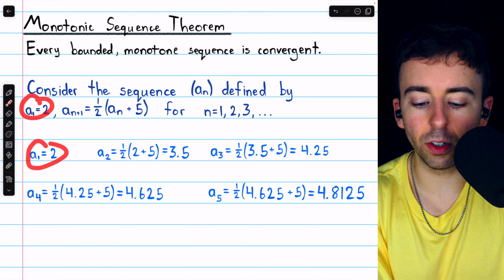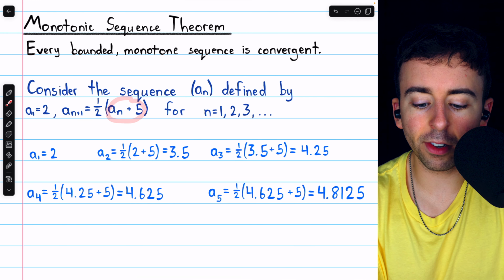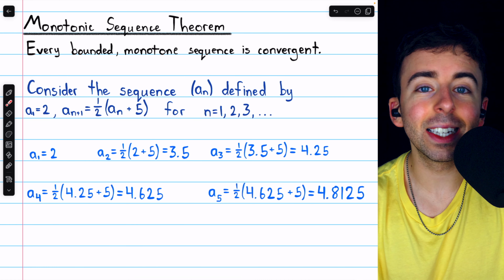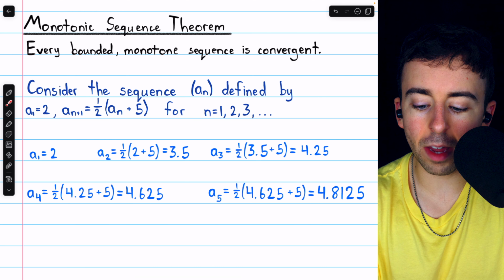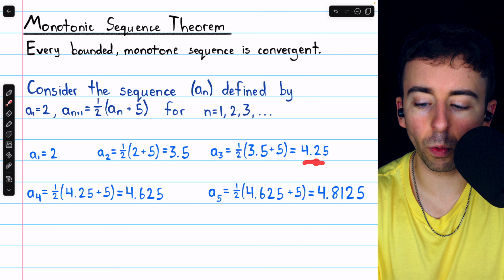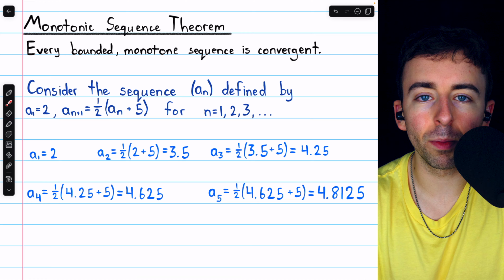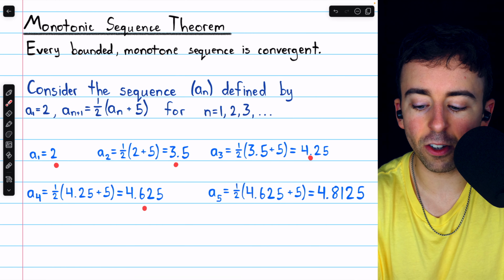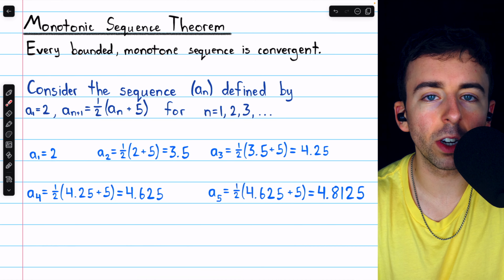The first term is 2. The second term is calculated by adding 5 to the previous term, so 5 plus 2, and then multiplying that by 1/2, which gives us 3.5. To get the next term, we add 5 to 3.5, and then multiply that by 1/2, which is 4.25. We could continue in this way, computing as many terms as we like. You may notice the terms appear to be increasing, and it also appears that they may be approaching 5.